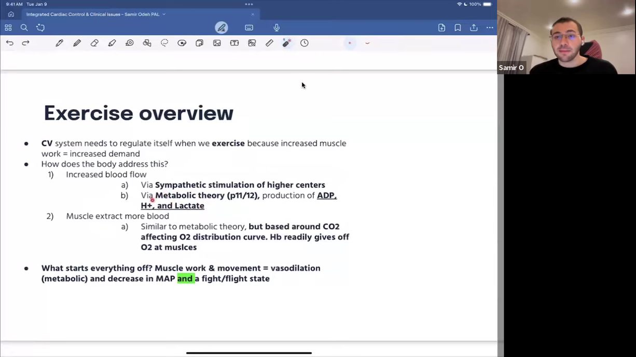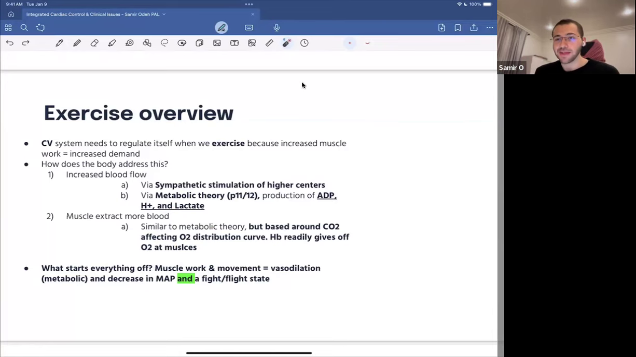And the second method is via the metabolic theory. The main way this increases the blood flow is through the production of metabolites such as adenosine, hydrogen, and lactate. So as soon as your blood vessel detects these metabolites, it's going to expand and cause increased blood flow. In addition, I'm sure you're all taking pulmonary physiology right now. Again, you probably heard about the Bohr effect. This is the Bohr effect.